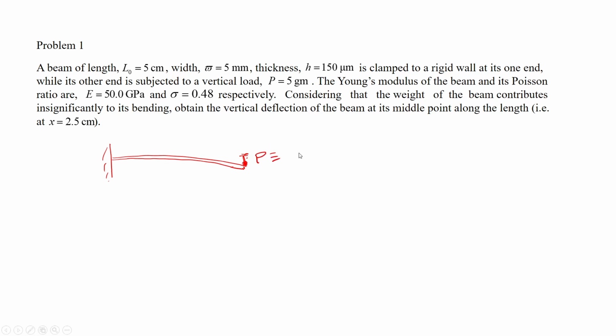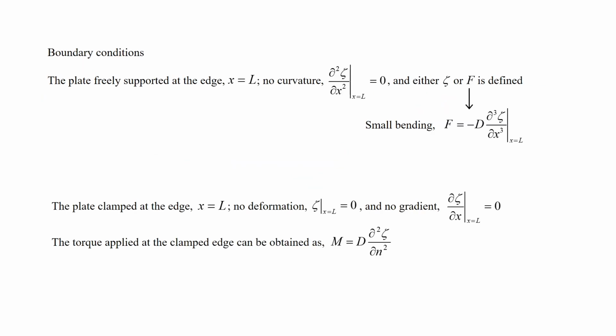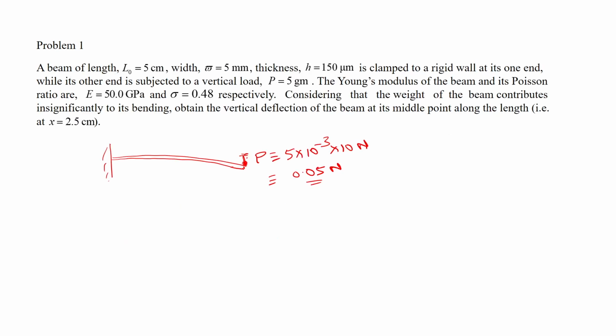Let me convert it into Newton. It is 5 into 10 to the power minus 3 kg into 10, which gives 0.05 Newton. That is the load that has been applied. Remember, this load is what F means over here. It is freely supported, meaning essentially no load is applied there, and at this end zeta is equal to 0 and del zeta by del x is equal to 0 at x is equal to 0, let us say.